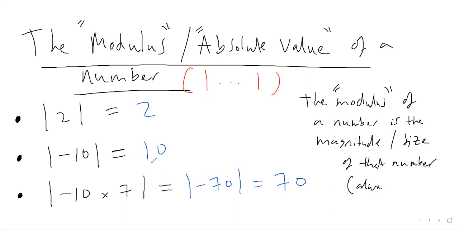The modulus of 0 would be 0. I'll just write this down here actually. The modulus of 0 is just the number 0. So it's always a non-negative value. So the absolute value, the modulus, is basically the magnitude, how big that number is. If it's minus 10, the size of minus 10 is just 10, because we've got a magnitude of 10. The same with the rest of these other examples here.